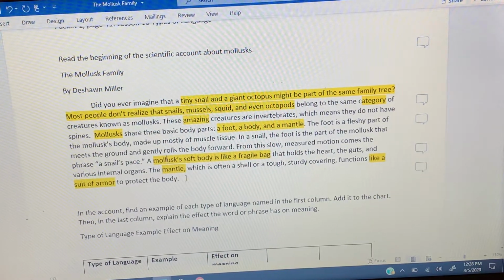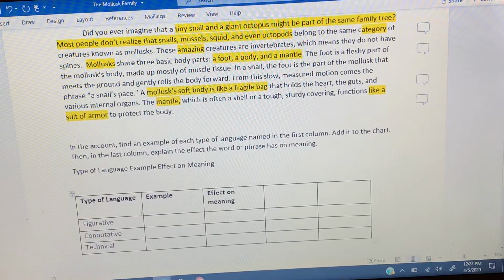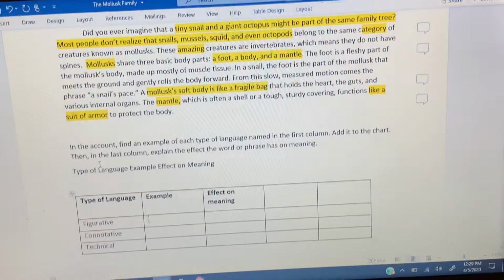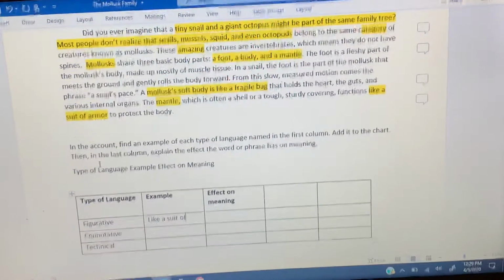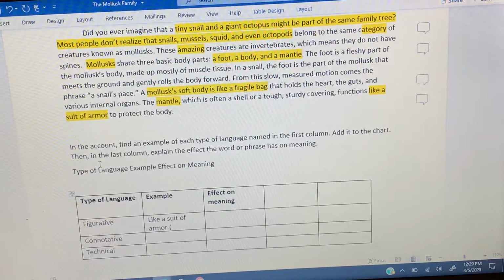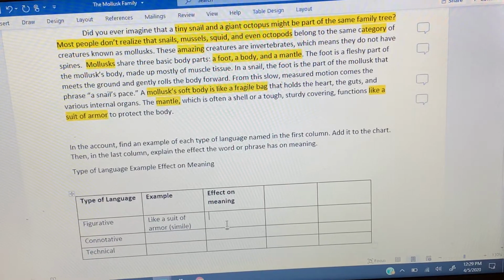Okay, so we've already done all of our work here. Let's just go ahead and fill this out real quick. So what's one example of figurative language? We just went over this. Like a suit of armor. That is figurative. It's an example of a simile. The effect on meaning. Okay, so the effect that the simile has on the meaning is it gives us a clearer understanding of the mantle by comparing it to a suit of armor.